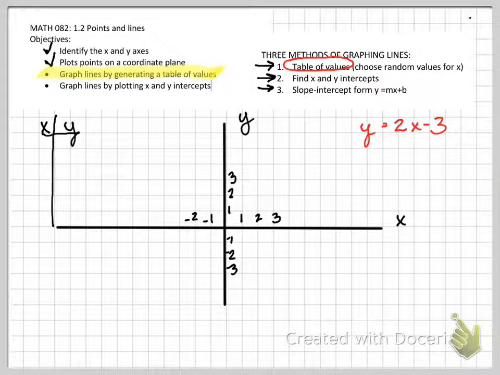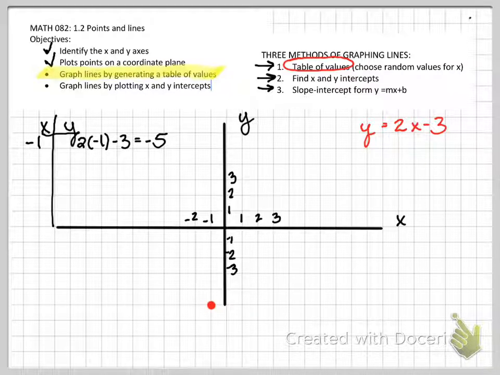Let's put in -1. If I put -1 in for x, I'm using substitution. 2 times -1 is -2. -2 minus 3 is -5. So the first point I have is the point (-1, -5). So I'm going to plot that. That is going to go right here. As you can see, it's almost falling off of our graph, but that's okay.